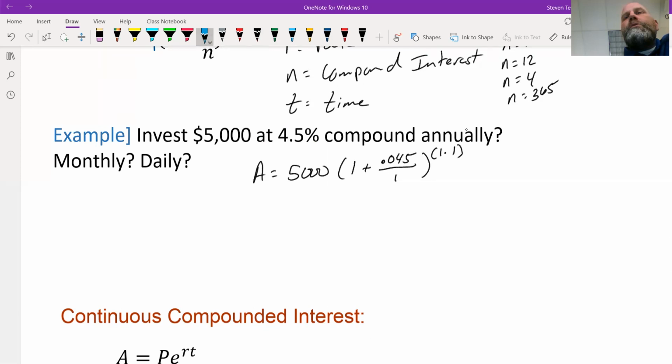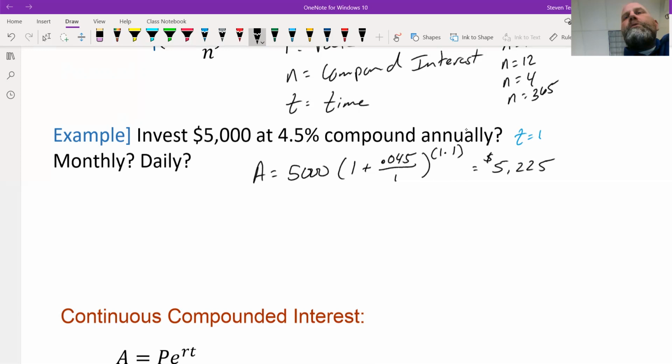Time is 1 year. I already did the calculations to save time on our video. When you plug this into the calculator, you're going to end up with $5,225. It's not bad for 1 year, letting that money sit in the bank, and at the end of the year you collect $225 for doing nothing, just letting the bank collect the interest on it.